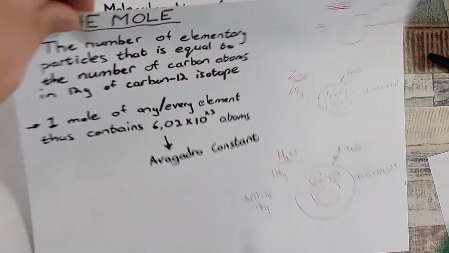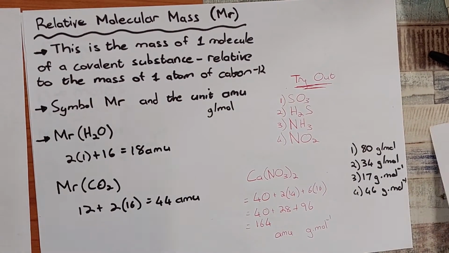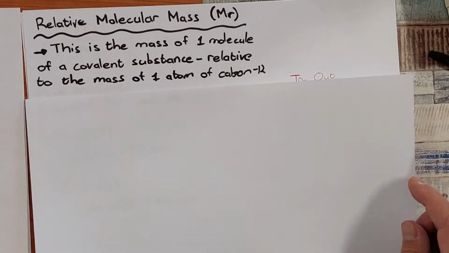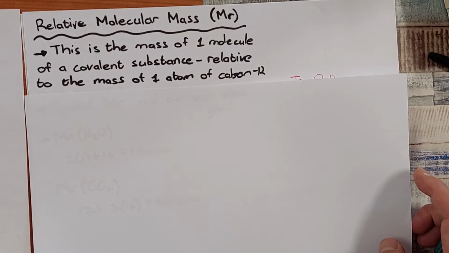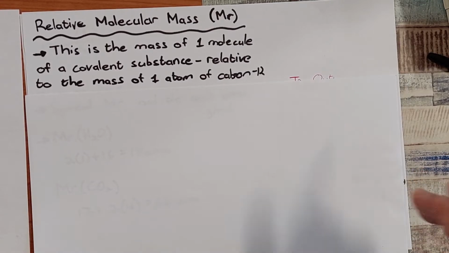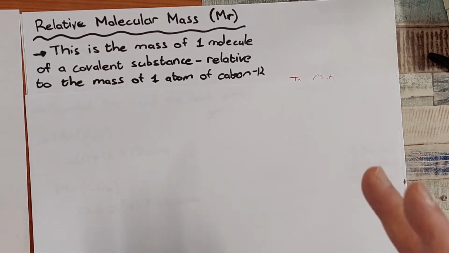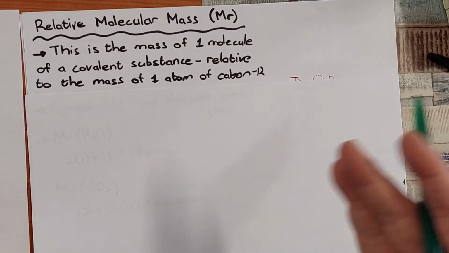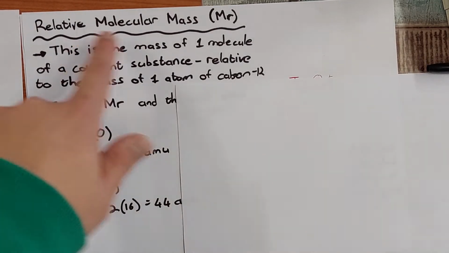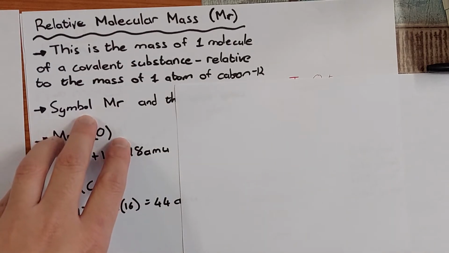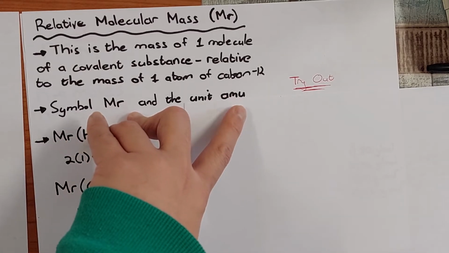Right, so the next thing that we're going to look at is your relative molecular mass. This is the mass of 1 molecule of a covalent substance relative to the mass of 1 atom of carbon-12. We keep on using carbon-12 because it's the element the scientists decided to choose. So you'll see carbon-12 everywhere. The symbol for relative molecular mass is going to be Mr, and the unit is going to be AMU.